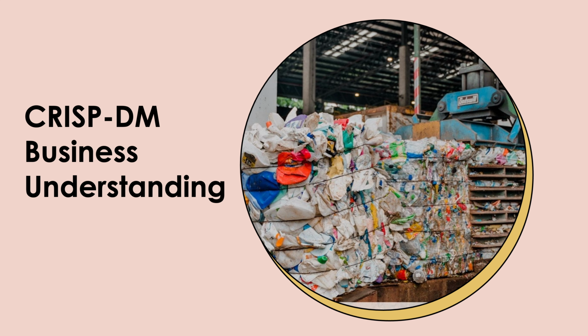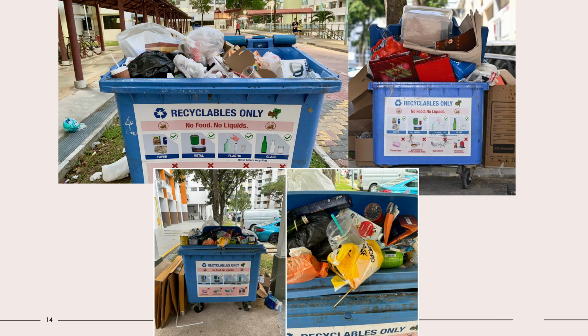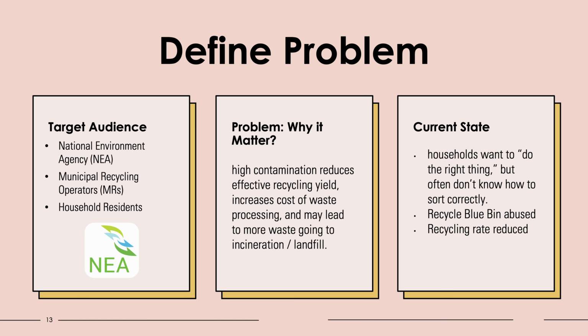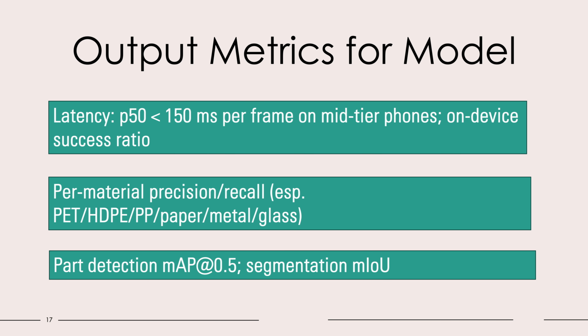Let's define the business problem and a success metric. In our problem, high contamination and mis-sorting reduce effective recycling yield and raise incineration costs. We are targeting the National Environmental Agency in Singapore, municipal recycling operators, as well as Singapore households. Our outcome metrics expect a 10% drop in contamination in pilot blocks, a higher correct sort rate, and more recyclable volume captured. We'll also keep technical output metrics: detection mAP, segmentation mIoU, per material precision and recall, and latency under 115 milliseconds per frame on mid-tier phones.